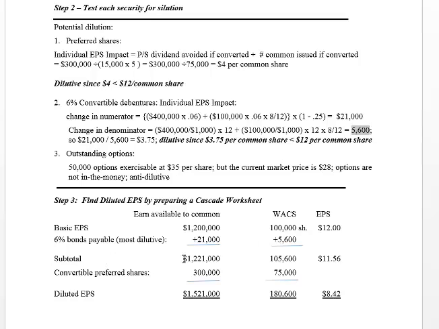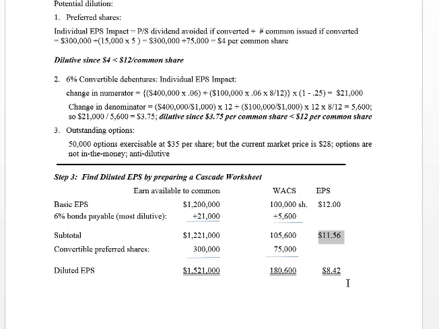So in order to check to see if this security is dilutive in the cascade, we're going to do a subtotal, and we'd see we'd have 1.221 million in earnings available to common cumulatively, and 105,600 weighted average common shares. If we divide the 1.221 million by the 105,600, we're going to get 11.56 per common share, which is less than $12 basic EPS. So it's getting lower, so that's a good sign for us.